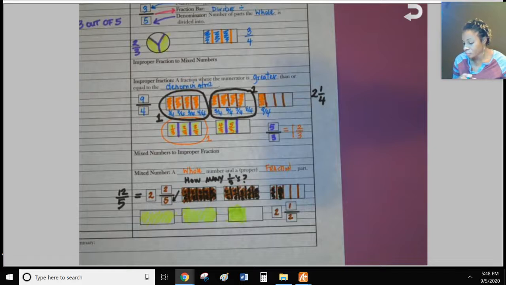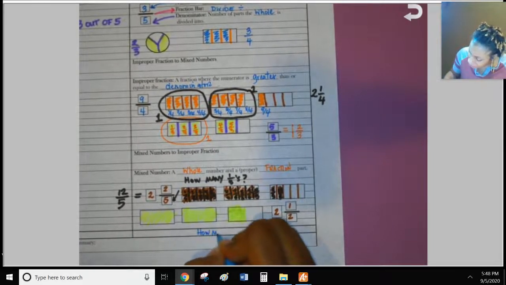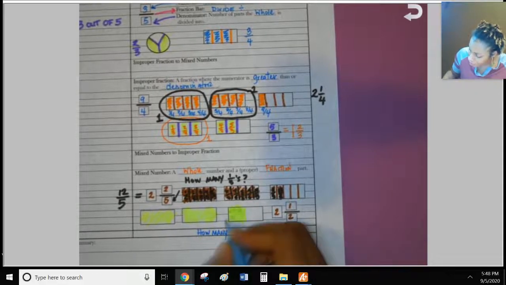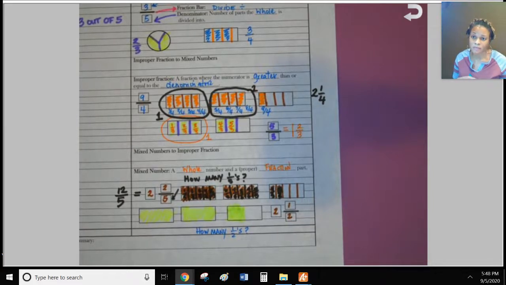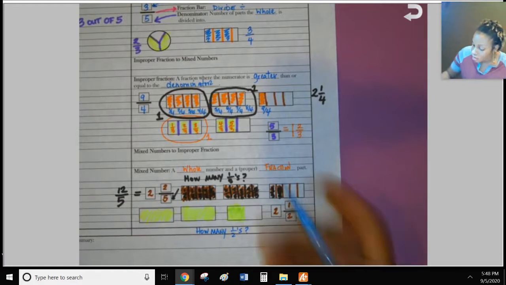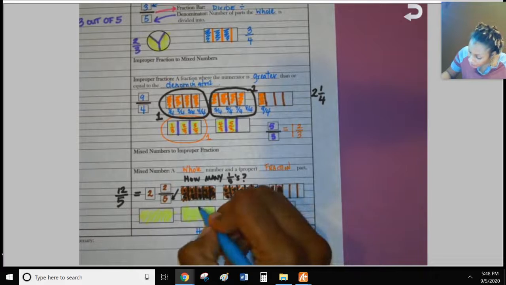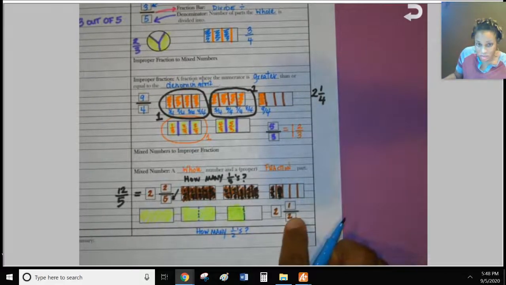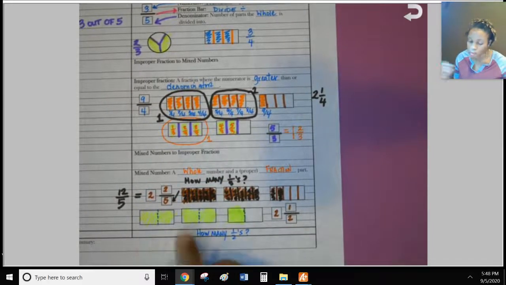What is the improper version of this? So the improper version, again, we will raise the question, how many halves are in 2 and 1/2? So for me to know how many halves, I first need to have my picture broken into halves. And I can take this and break it into 2 sections, because that's what that denominator tells me. So now I have each one broken into 2 pieces.